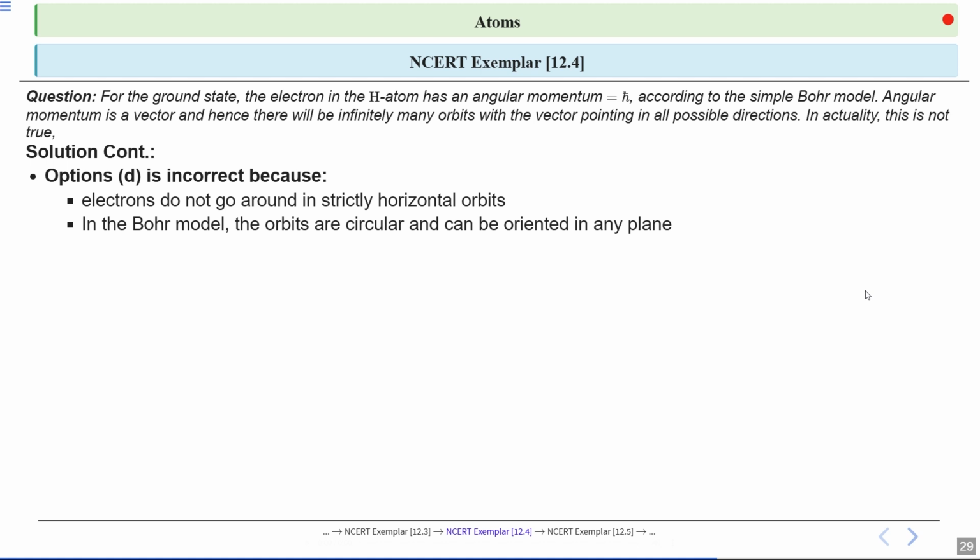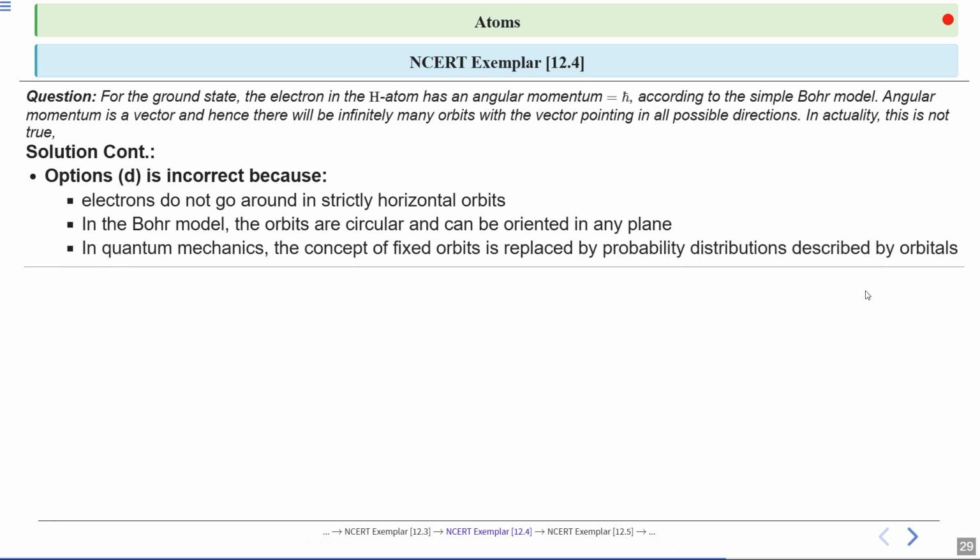That means if we stick to the Bohr model picture, the electron's path could lie in any direction, not just horizontal. Finally, quantum mechanics replaces the idea of fixed orbits with probability distributions called orbitals. Instead of thinking about electrons following set paths, we now describe where they are likely to be found.